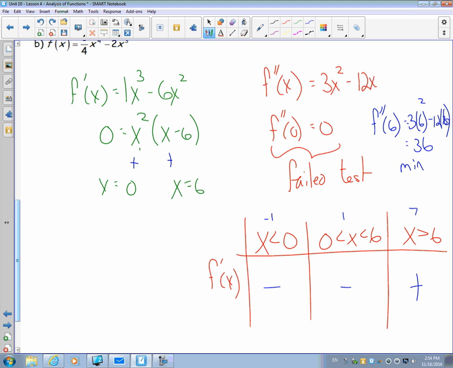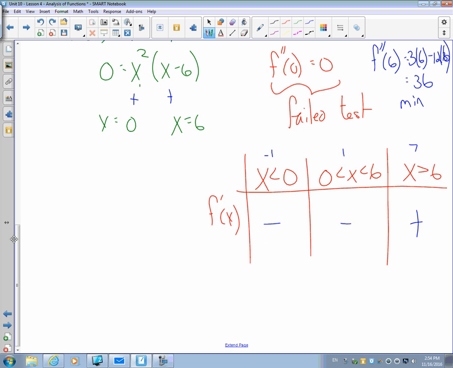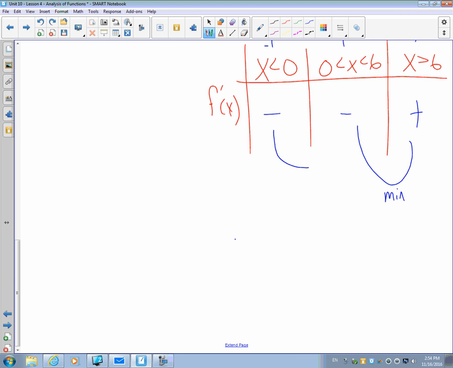Now our interval table tells us exactly the same information, right? That goes down and then back up again. So sure enough, we do have a min. But it would not have told us that about the inflection point. That's where our test failed. So our inflection point tells us it's going to go down, flat, and continue down. So we've got ourselves an inflection right here.